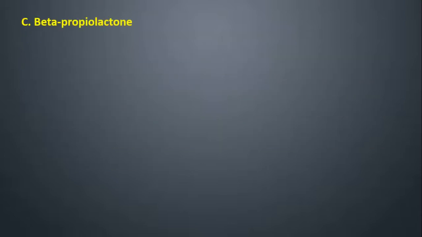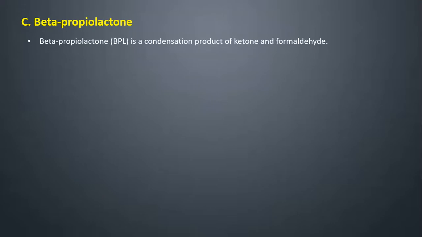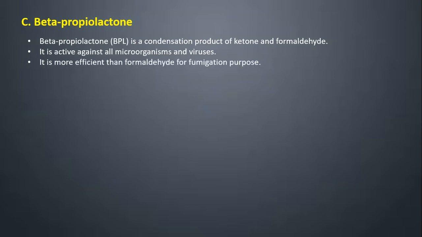Beta-propiolactone. Beta-propiolactone, BPL, is a condensation product of ketone and formaldehyde. It is active against all microorganisms and viruses. It is more efficient than formaldehyde for fumigation purposes. In the liquid form, it has been used to sterilize vaccines and sera.